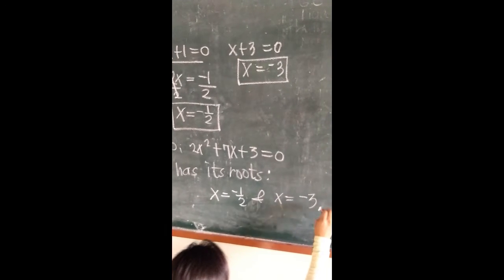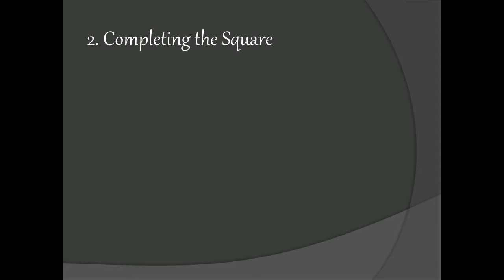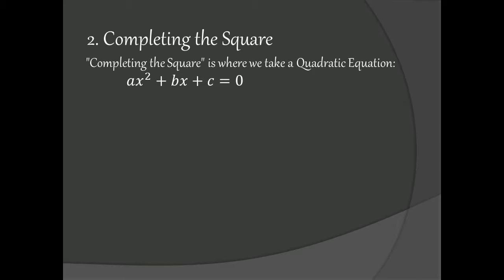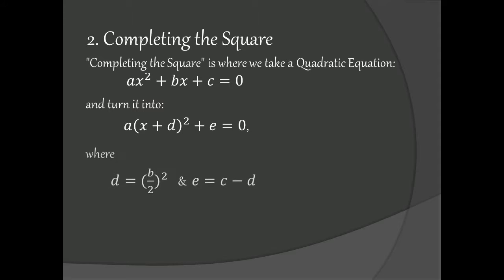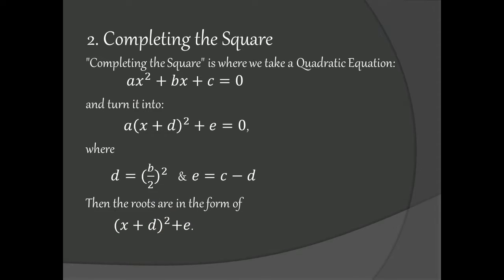And so we're done. The second way to find the roots of a quadratic equation is by completing the square. In completing the square, we're going to take the quadratic equation ax squared plus bx plus c and turn it into a times the quantity of x plus d squared plus e equals 0, where d is the quotient of b and 2, and e is equal to c minus d squared. Then, the roots are in the form of the quantity of x plus d squared plus e.